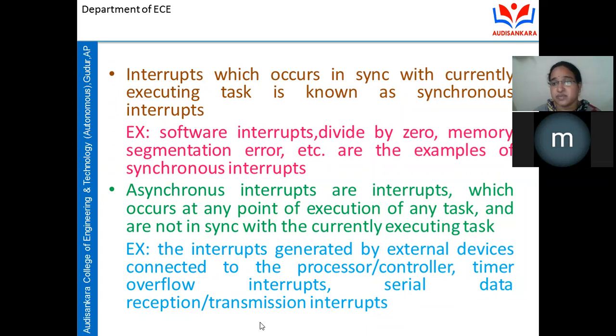And if that requested one has the highest priority, what the processor will do is stop the current execution and jump to the requested one. And after the execution of that interrupting task is completed, it comes back to the main program. And serial data reception. So these are all examples of asynchronous interrupts.